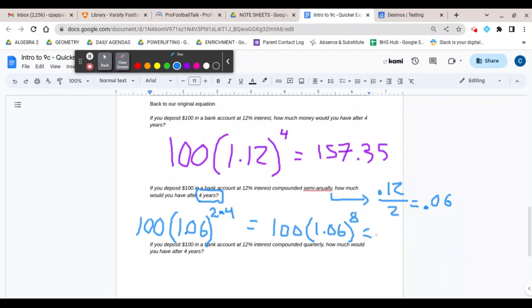So we go and do that. We have 100 times 1.06 to the 8th power. We're going to have $159.38.